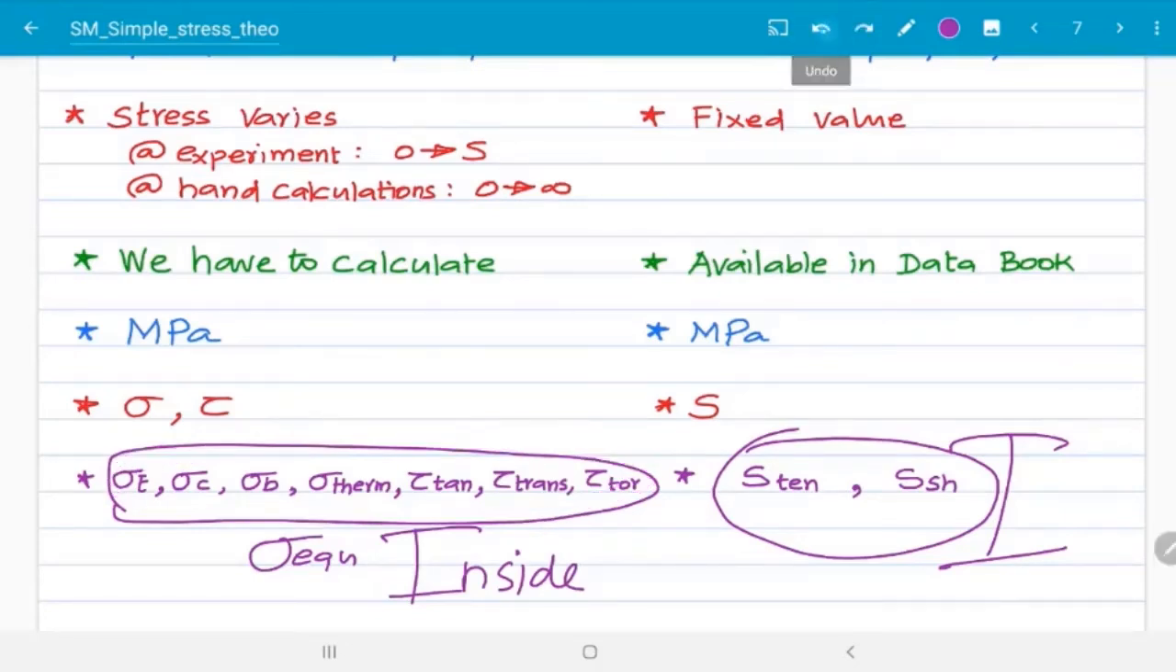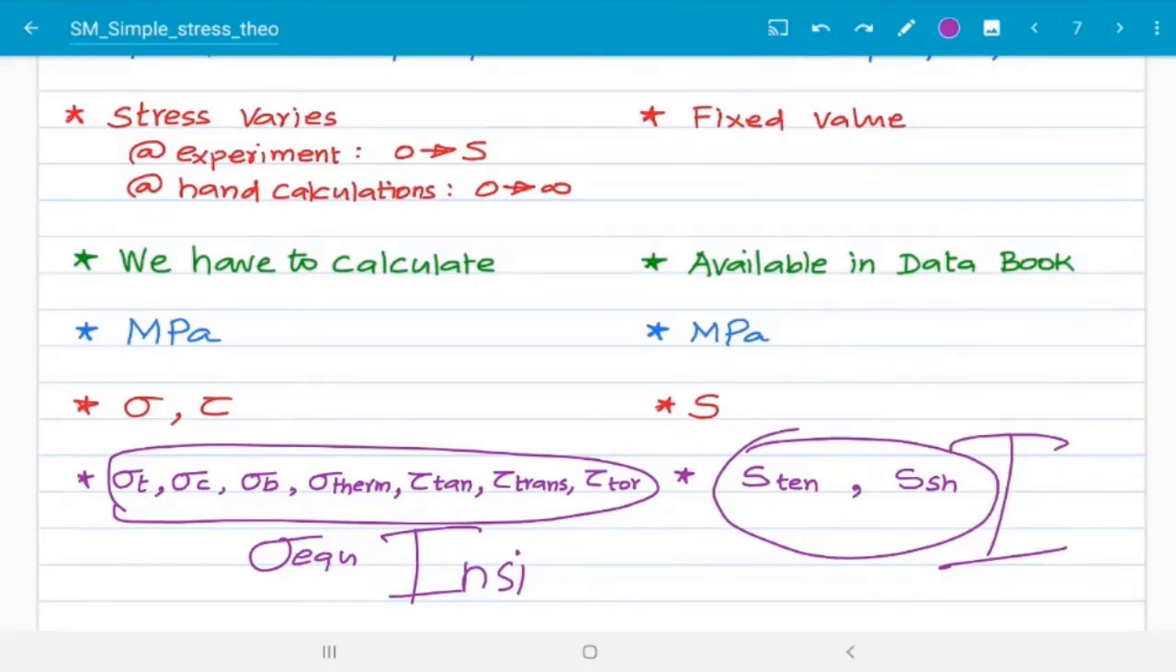After applying the load, you have to go inside the material and calculate the equivalent normal stress. Equivalent normal stress will vary from minimum to maximum value. Whether it is the minimum or the maximum equivalent normal stress, both are called principal stresses.